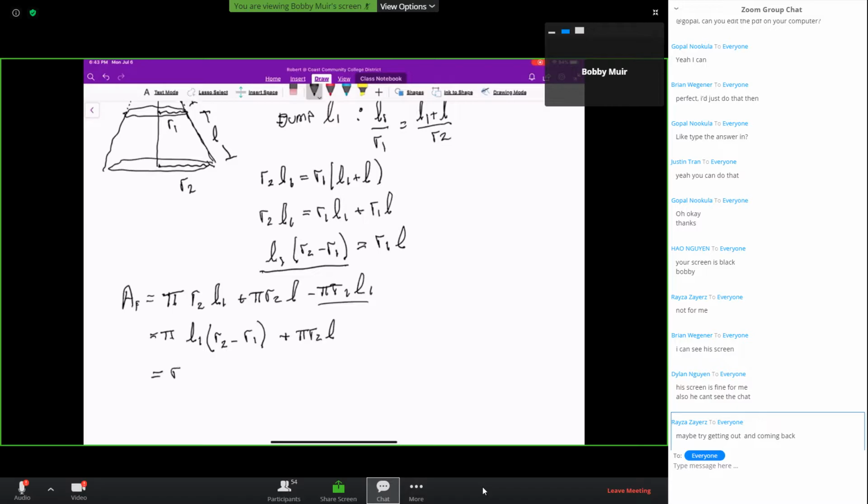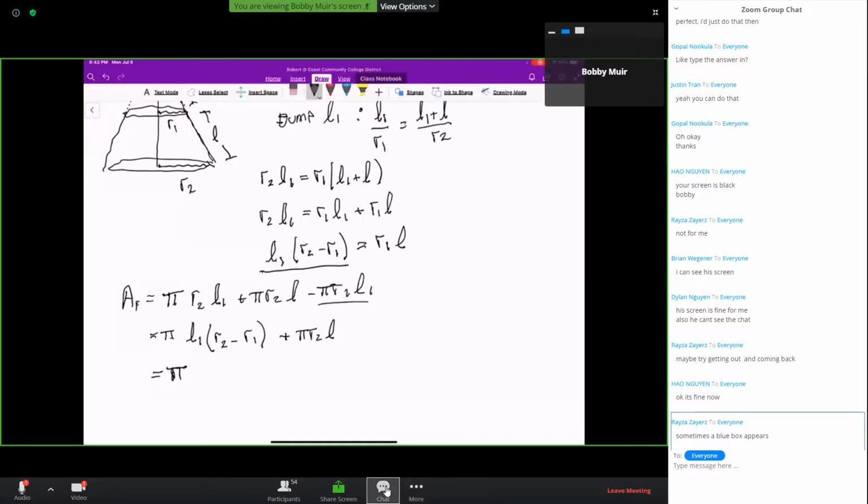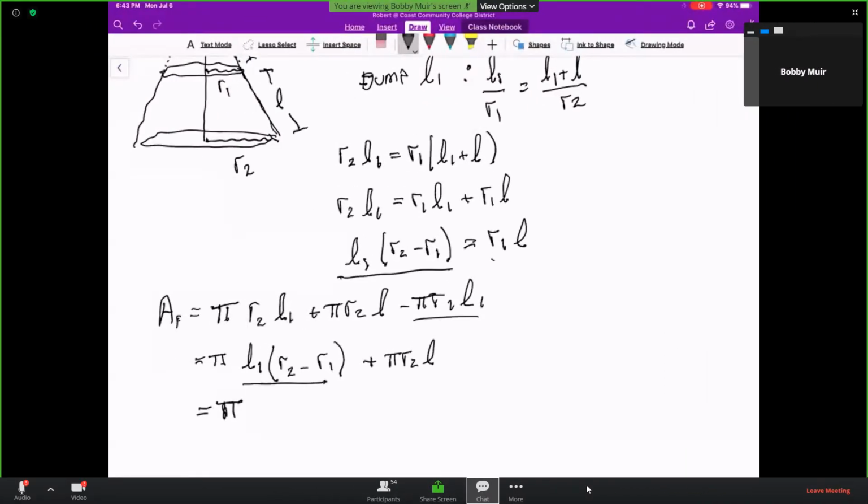And this is going to be pi times this thing is equal to that thing. So that's going to be pi R1 L plus pi R2 L, which we can write as pi L times R1 plus R2.